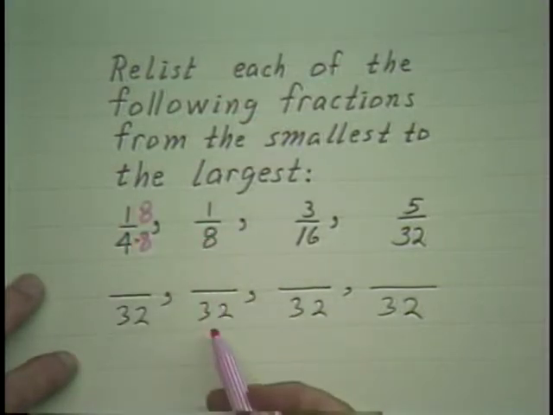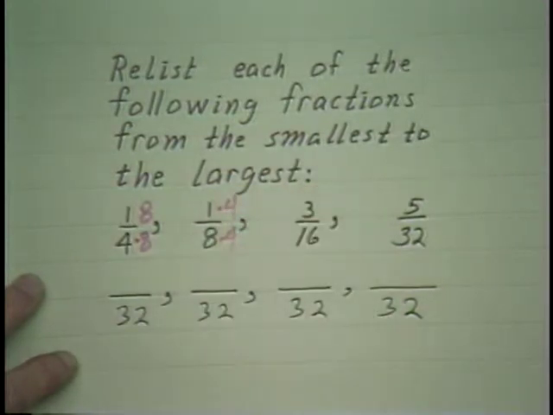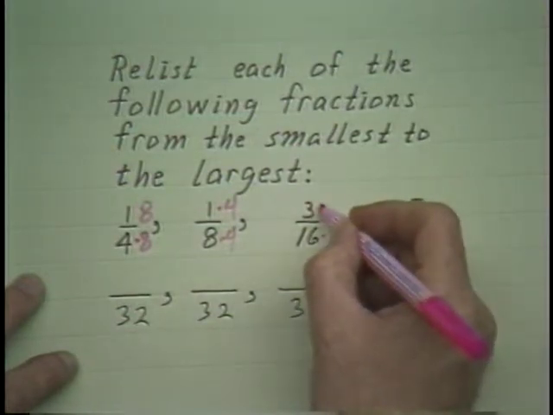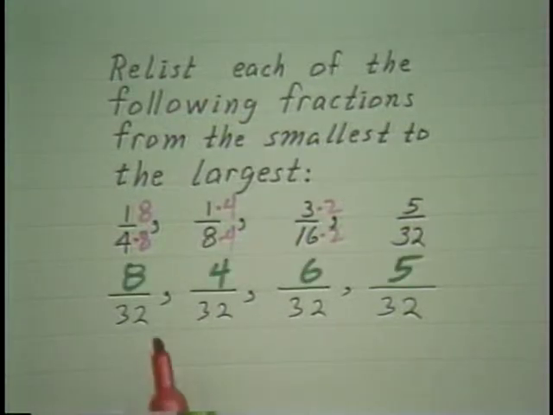8 goes into 32 4 times. So again, multiply top and bottom by 4. 16 goes into 32 twice. That is my fraction building number. And 32 is okay. Now, multiplying the tops out, we get these new equivalent fractions.